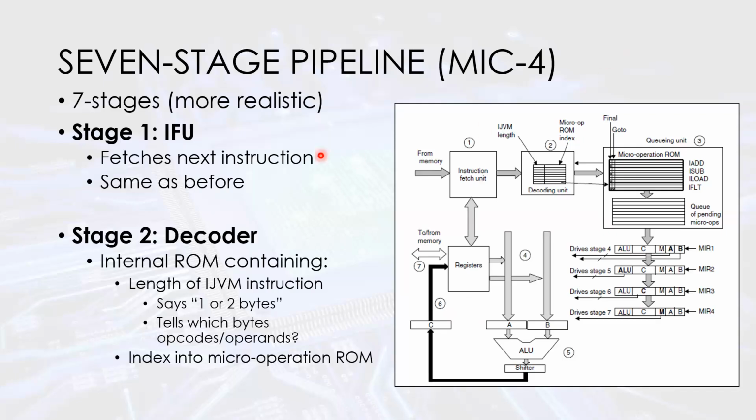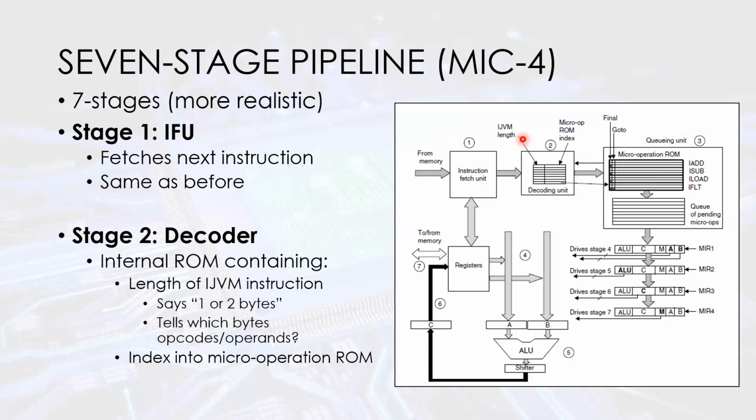Okay, so now let's talk about these 7 stages. Stage 1 is the IFU, and this is what's going to fetch the next assembly instruction. You want to think about it like that. And then stage 2 is decoding that assembly instruction. Basically, it's figuring out the place in the control store where you're going to find those micro instructions.